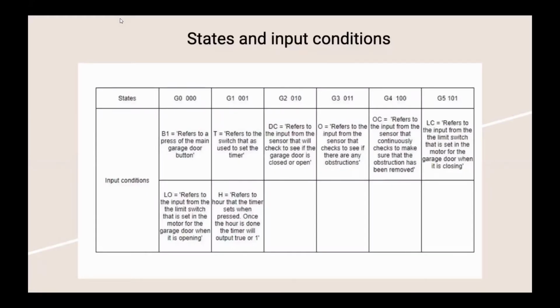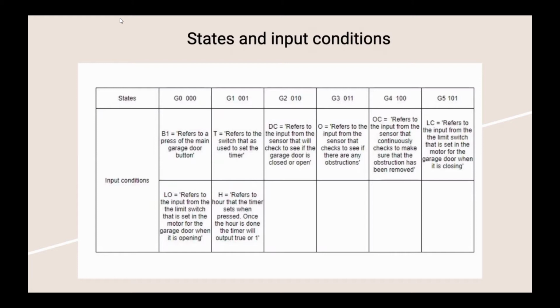So in the slide, I have my states and input conditions. I have a total of 5 states. I call them G0, G1, G2, G3, G4, G5, and they're labeled accordingly. I have 8 input conditions. My first one, B1, refers to the pressing of the main garage door button.